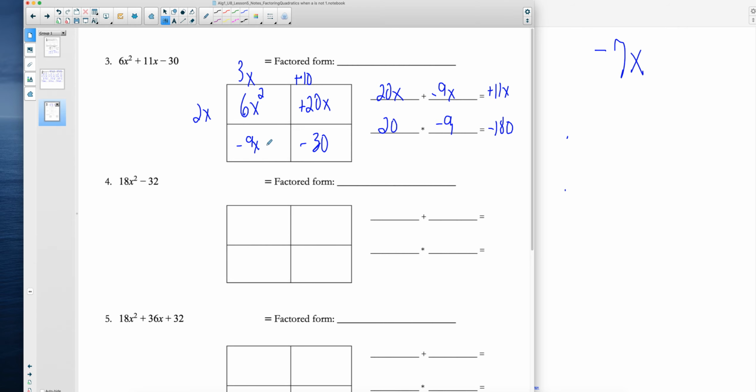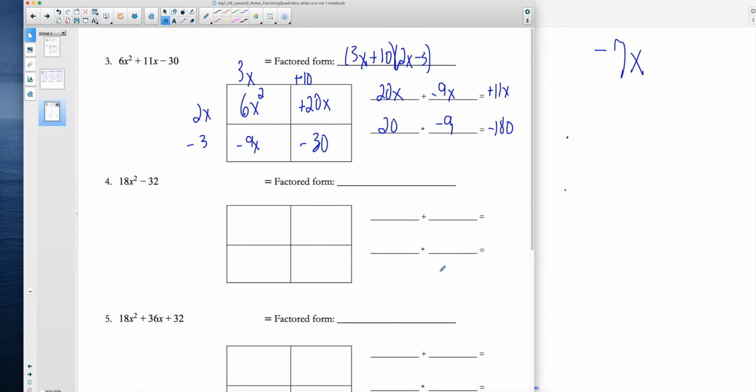Now, once again, notice both terms in our second row are negative, so I'm going to take the negative out. The biggest number that goes into 9 and 30 is 3. All right, and so our factored form would be 3x plus 10, and our second factor would be 2x minus 3. All right, and that takes care of that particular problem.